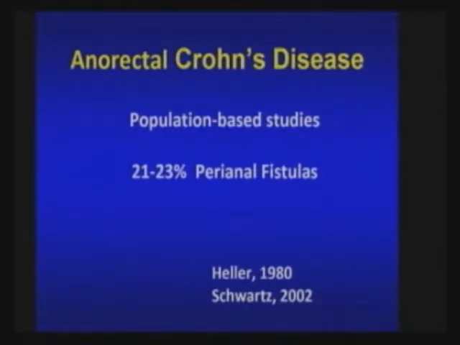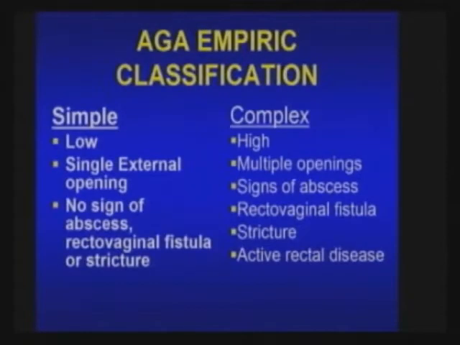And the final area that I'm going to talk about is anorectal Crohn's disease. You all know that this is a frequent and significant problem. In population-based studies, almost a quarter of patients with Crohn's disease develop perianal fistulas. The AGA has classified these into simple and complex.